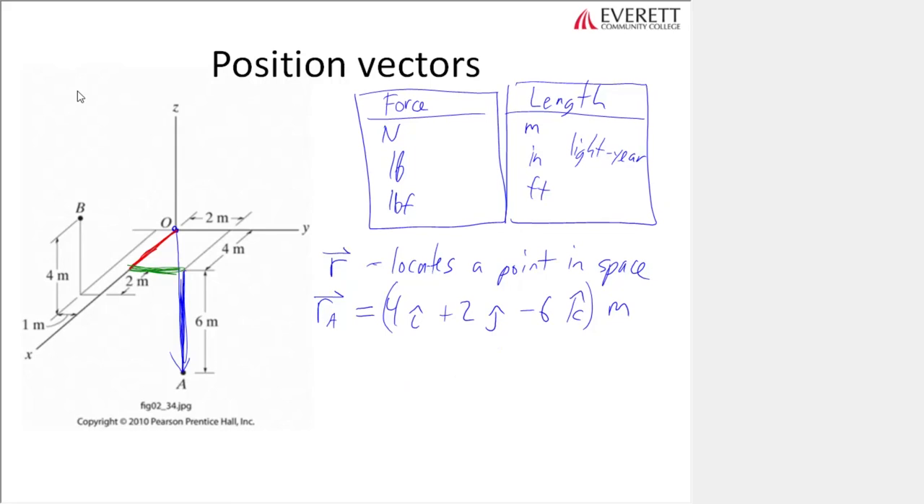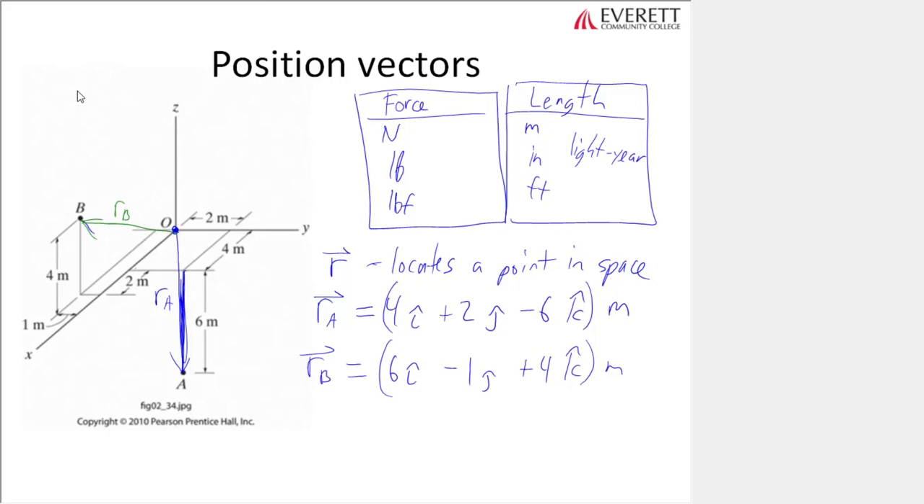Okay, so that's rA. Let's find rB. So rB goes from O to B. 6i minus 1j plus 4k. Any questions about those two? Okay, so we just defined two vectors. What we're trying to get to is we want to be able to find out what's the position vector from A to B. Let me go ahead and draw that in.